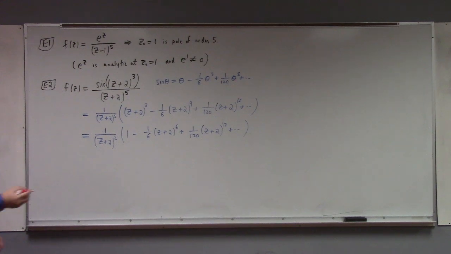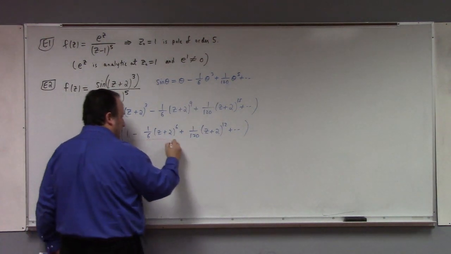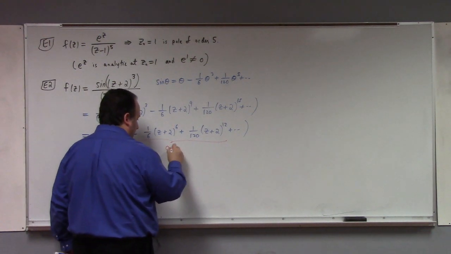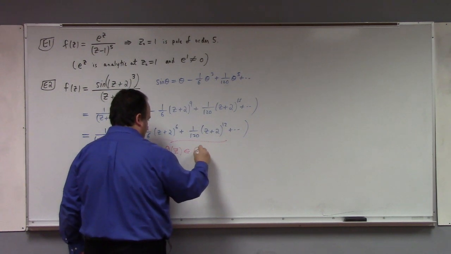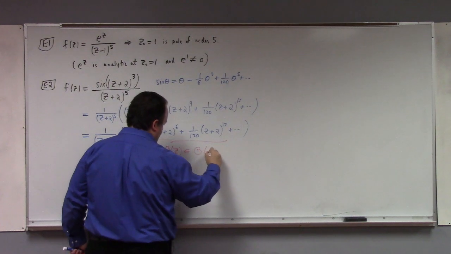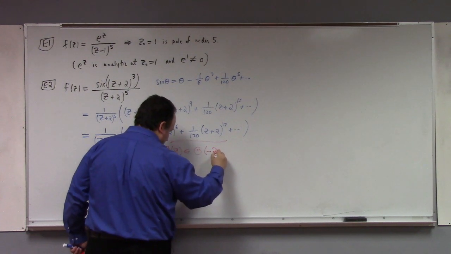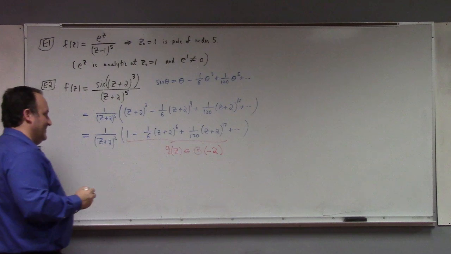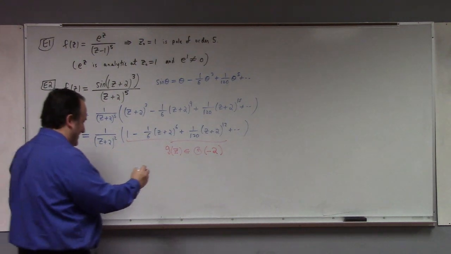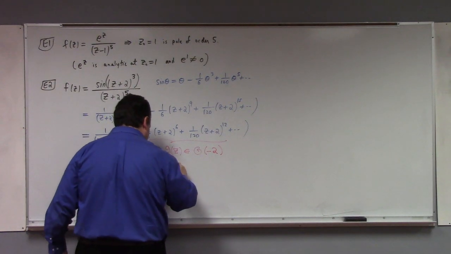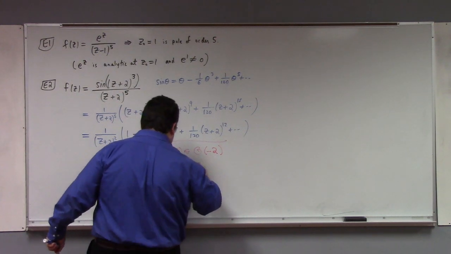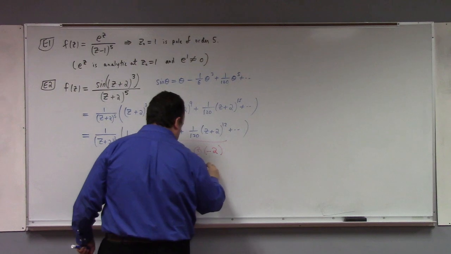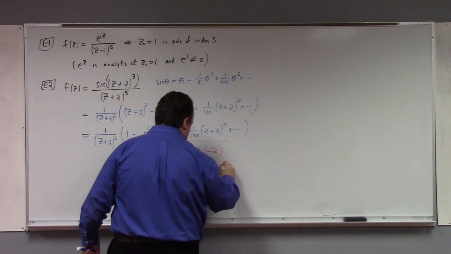Well, we have this function right here we can think of as the g of z in the theorem, right? It is analytic at -2, and g of -2 is equal to 1, which is not equal to 0.